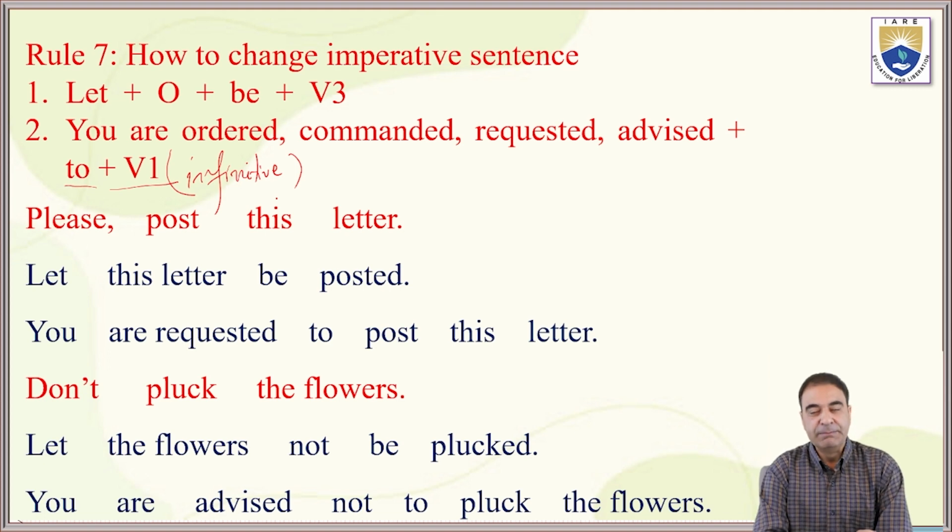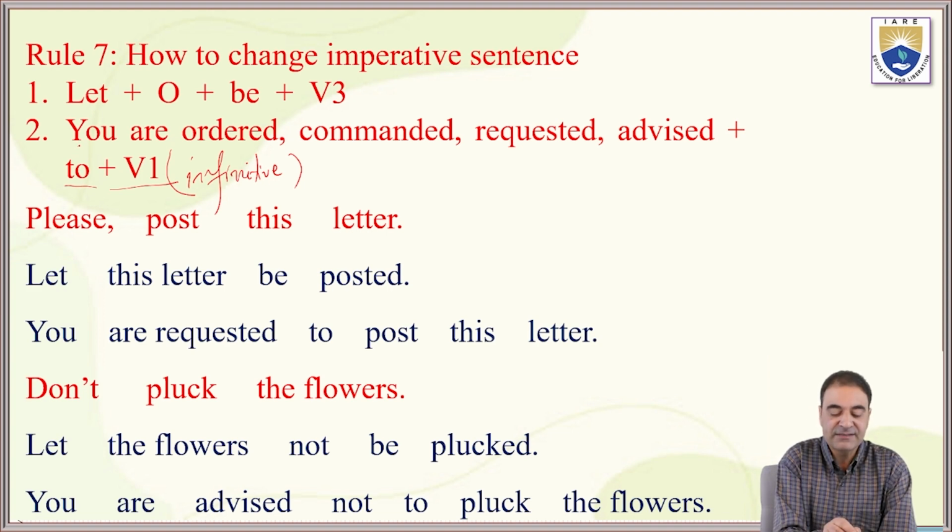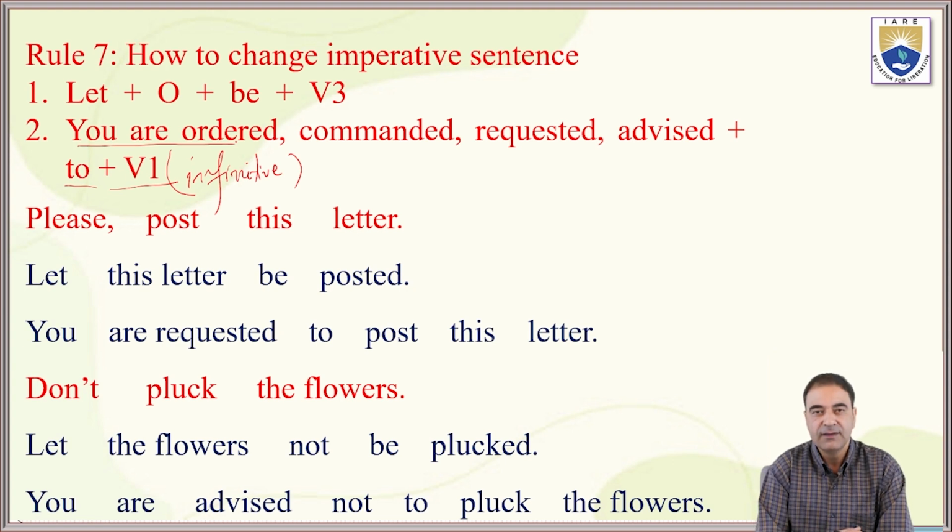Remember, we change imperative sentences in two ways. The first one is we introduce let, then followed by object, then followed by be form of verb, and then followed by verb in third form. Or the second one is we introduce a phrase like you are ordered. If it is an order, then we write ordered. If it's a command, then commanded. If it is a request, then requested. If it's advice, then advised. Plus infinitive. Infinitive means to plus base form of verb.